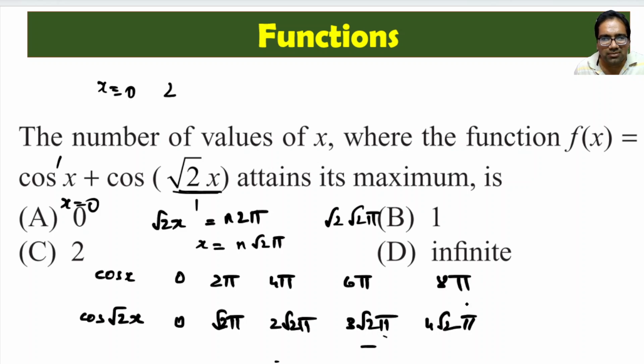This one will attain its maximum at even multiples of π. This is attaining its maximum at irrational multiples of π. So there is no place where they will ever attain it together. Even if you wait for 100 years, they will never attain their maximum together. This one is attaining maximum at multiples of √2π. This one is attaining maximum at multiples of 2π. So they will never coincide. The only time that they attain it together is when x is 0.